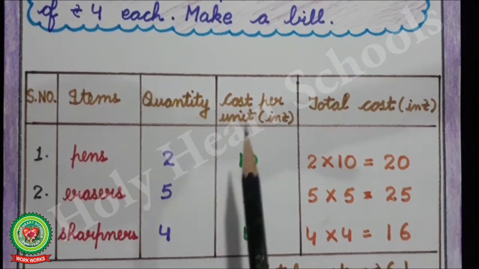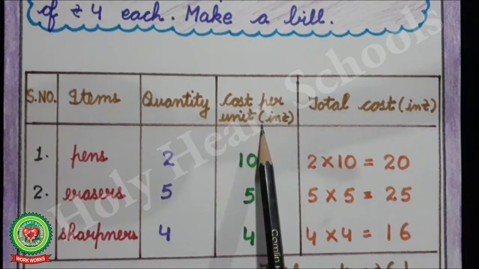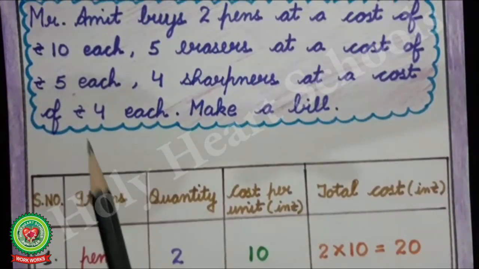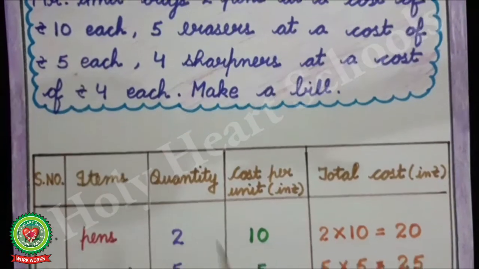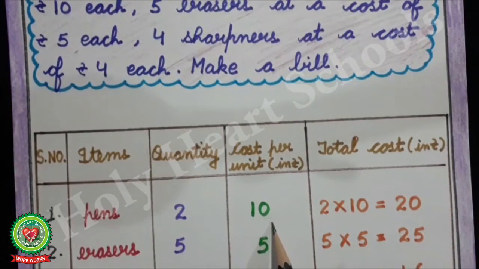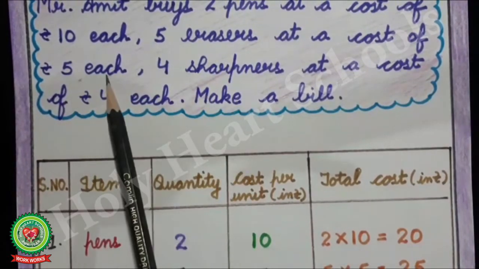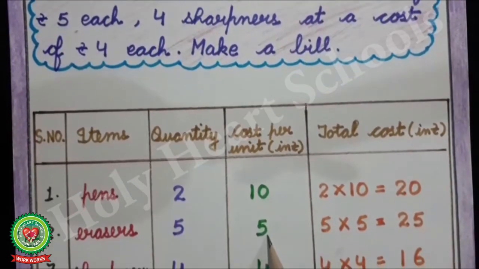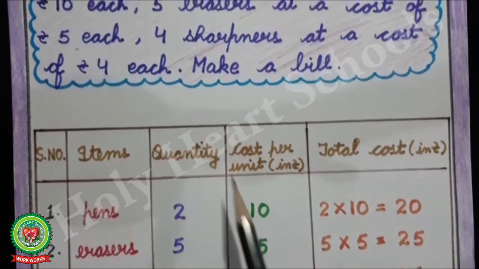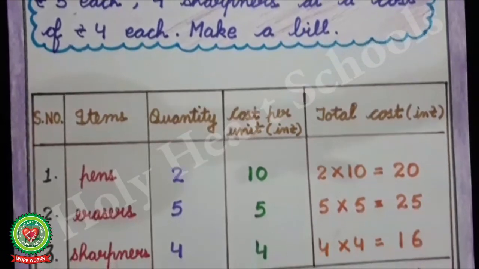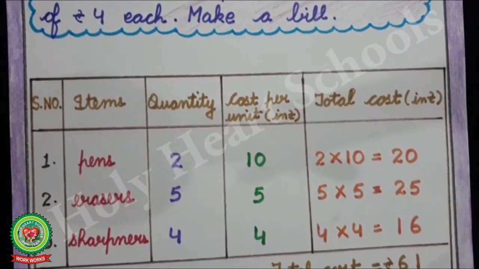Then move towards the fourth column in which you have to write down the cost of each item. Cost of 1 pen is rupees 10. So write down 10 in front of pens. Cost of 1 eraser is rupees 5. So 5 in front of erasers. Cost of 1 sharpener is rupees 4. So write down 4 in front of sharpeners.